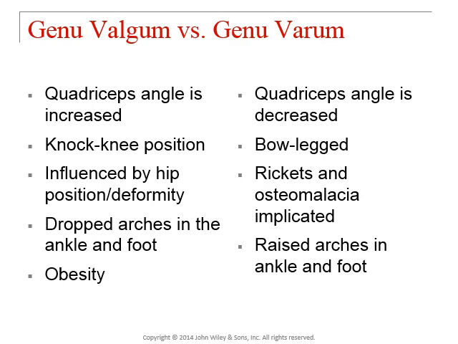For Genu Varum, we tend to see the quadriceps angle, or Q angle, is going to be decreased. We see people like this tend to be more bow-legged. Often rickets and osteomalacia, if you remember that from the last couple chapters, can cause this as well. Or we see some patients who have raised arches in the ankle and the foot, where the foot does not drop properly during a normal gait pattern, and the knees stay in a more lateral, or outward, position.